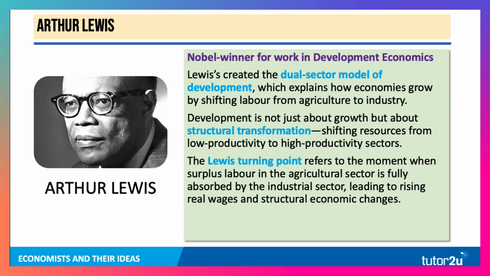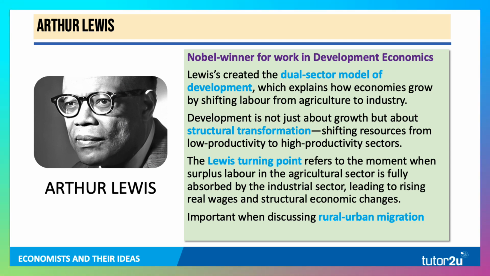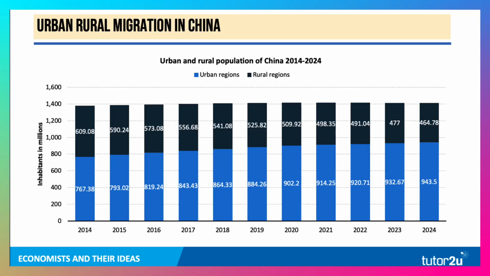The famous Lewis turning point, which is actually on the spec for some boards, refers to the moment when surplus labour in the farm sector or the extractive sectors is fully absorbed by the industrial sector, driving wages higher and driving structural change. So think of Lewis's work as really important in terms of those long-run dynamics, especially when discussing rural-urban migration. China's a good example.